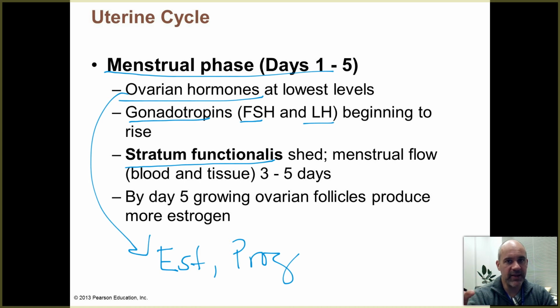And the stratum basalis stays in place. It doesn't get shed off. It's the outer, the most superficial portion of the endometrium that's facing the lumen of the uterus that gets shed off each month. And this takes about 3 to 5 days to occur.